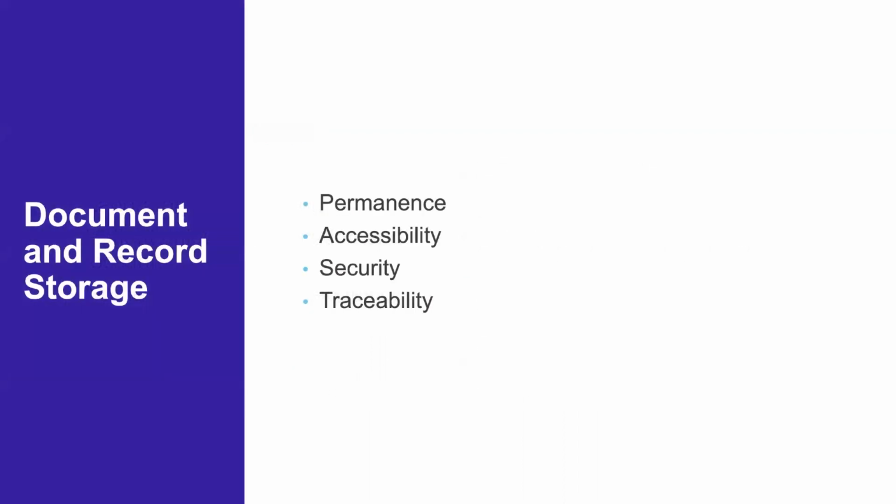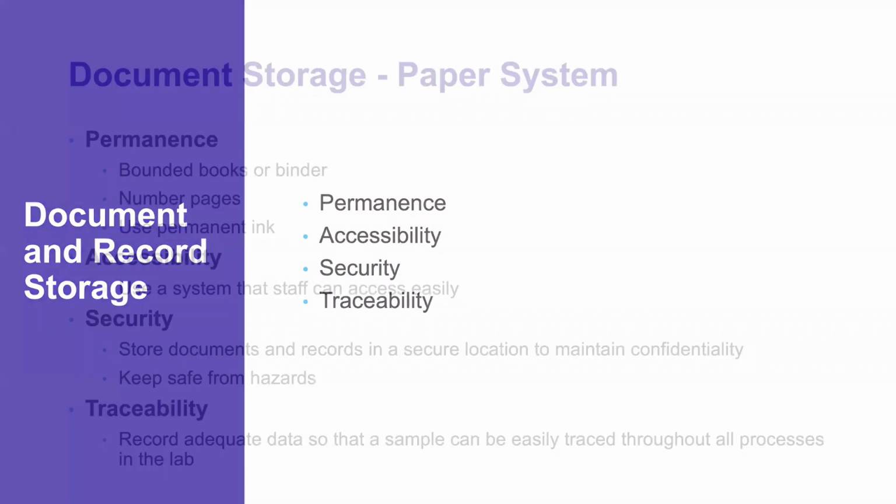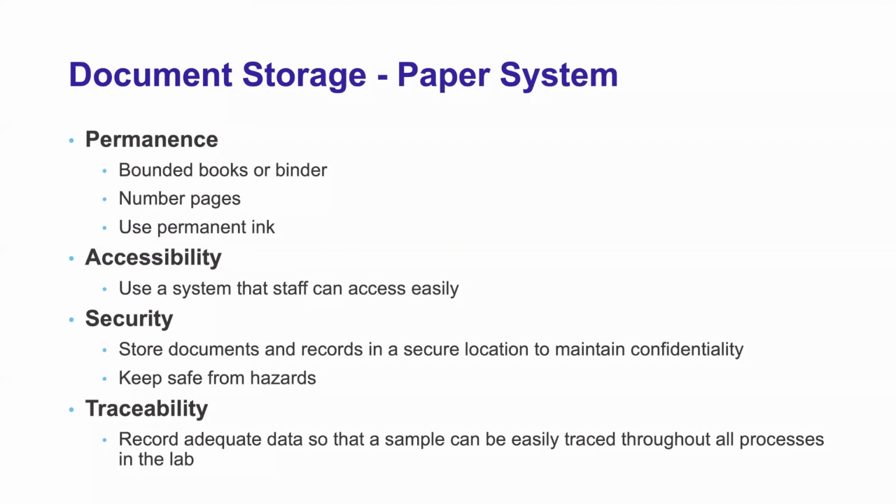So on to document and record storage. The key components of document and record storage are permanence, accessibility, security, and traceability. There are a few ways to store documents. You can store them on a paper system.